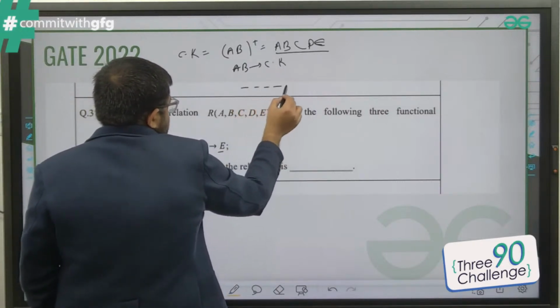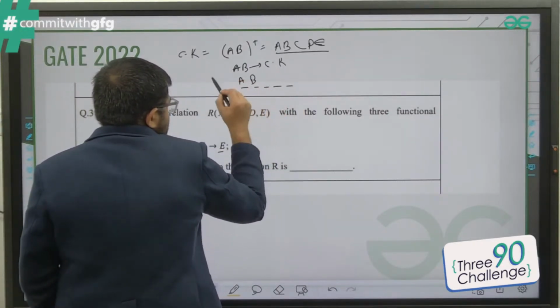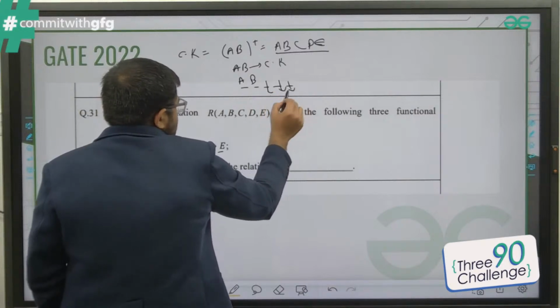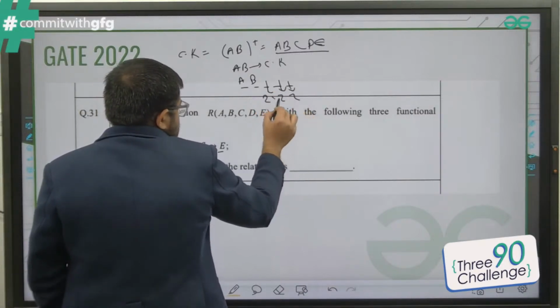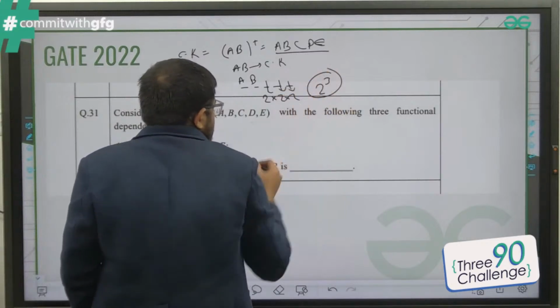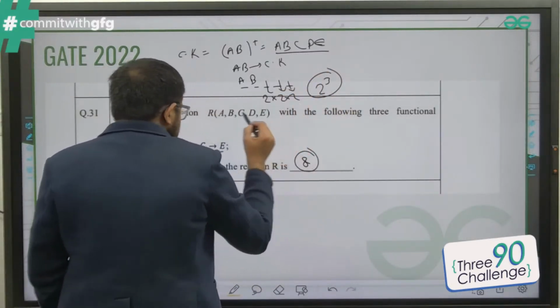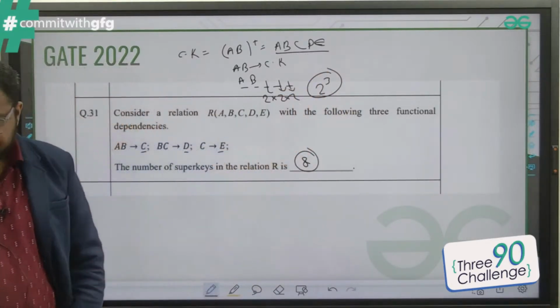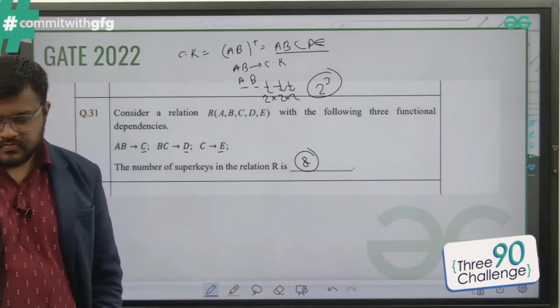So if your key is there, then A and B will definitely be there. C, D, and E, you can either take it or not take it. So there are two choices for all three of them. So in total there will be 2 to the power 3 super keys, and hence the number of super keys will be 8. Is this clear?